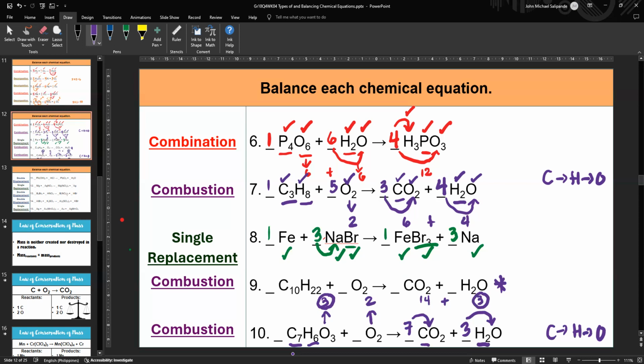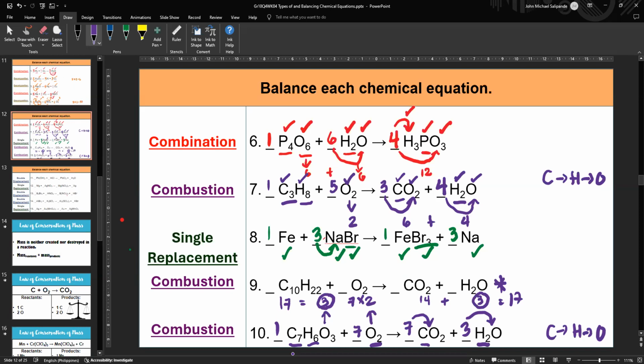So to make this specific oxygen 14 on the left side, we have to multiply diatomic oxygen by 7. So 7 times 2. So 3 plus 7 times 2 will give you 17 oxygen atoms on the left side. And 14 plus 3 equals 17 oxygen atoms on the right side. So that means everything now is balanced. And I'll write 1 as a coefficient of C7H6O3.